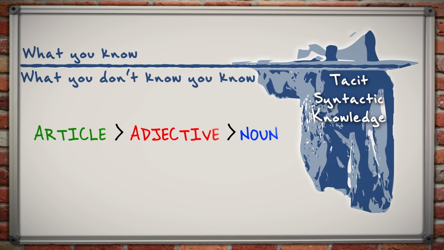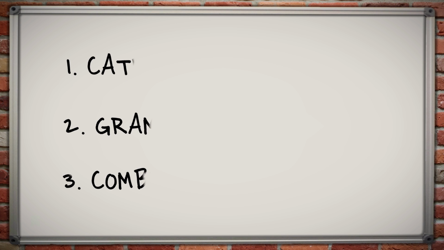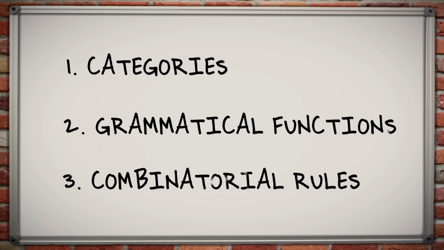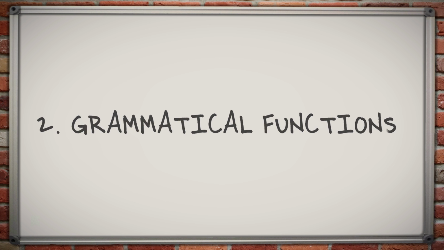So on the one hand, you know the category of every word you use. But on the other hand, you don't seem to be consciously aware of this knowledge. So what you know and what you know that you know doesn't quite match up. What you are aware of is just the tip of an iceberg. There is a lot hidden, including your tacit syntactic knowledge. Knowing the category of a word is not the only kind of tacit syntactic knowledge.